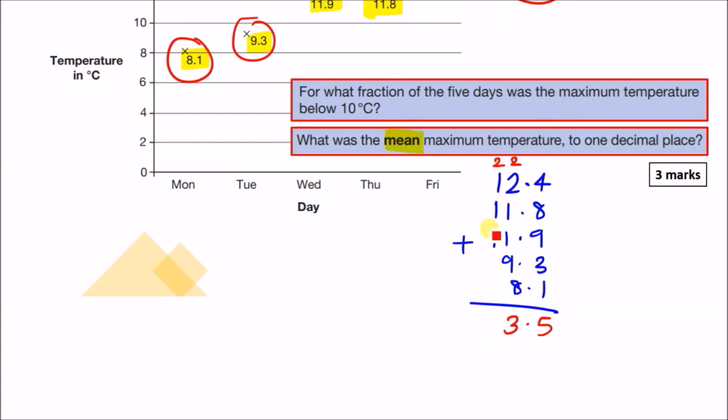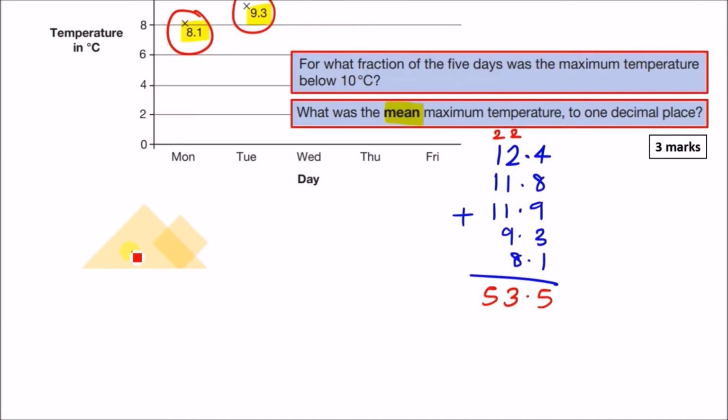And again, last set of numbers. 2 plus 1 is 3, 4, 5. So it's 53.5 in total. Now the mean wants us to divide that by 5. So on the side, you've got 5 into 53.5. I can already see it's going to give you a nice answer, because the last number is 5.